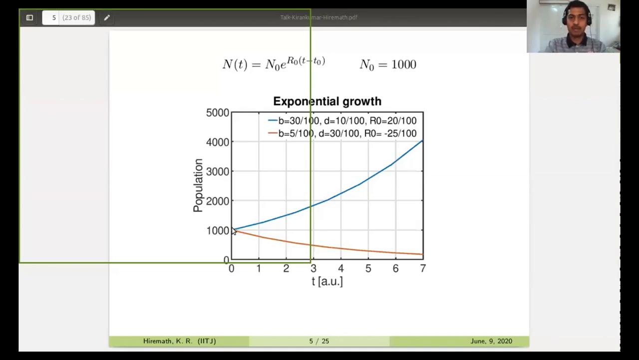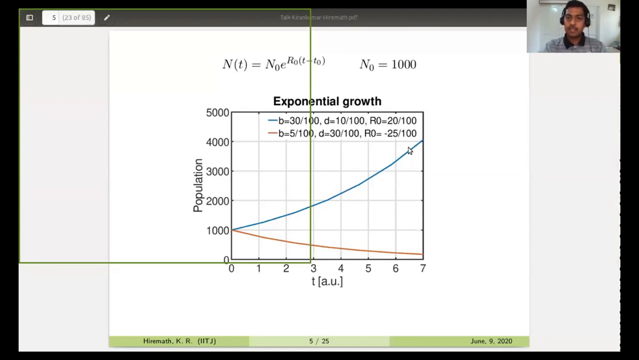So it says that population starts at 1000, and as time goes, population is increasing. Roughly after 3.5 years, population became double, and roughly after 7 years, population became 4 times. You will see that right now, coronavirus is also showing this kind of growth rate. It's called the exponential growth rate.